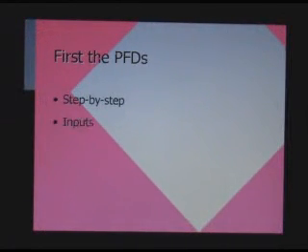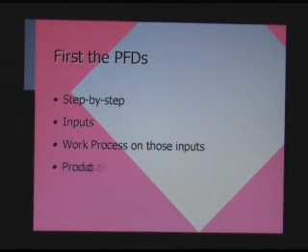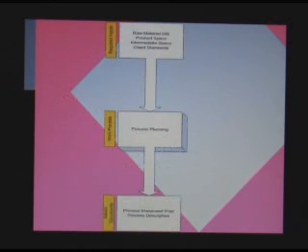Okay, so we go step by step: inputs, work processes on those inputs, and then products. And here is the first part of one of your charts. When preparing the process flow diagram, we take raw material specifications, product specifications. Remember, those were developed during the product design. We're now in process design. Intermediate specifications, if there are any, and various standards. And we do some process planning.